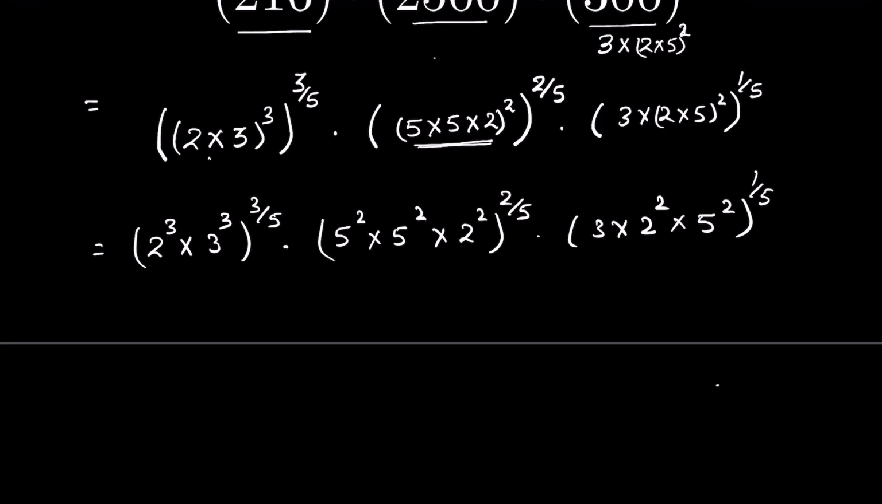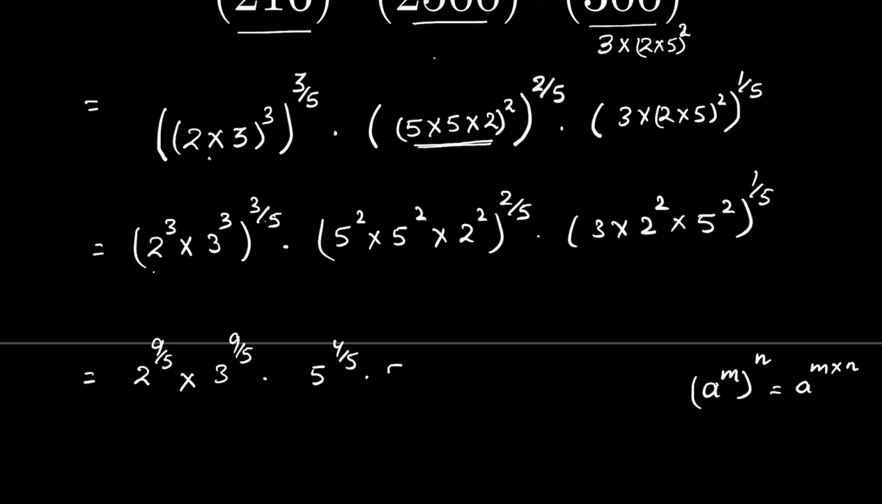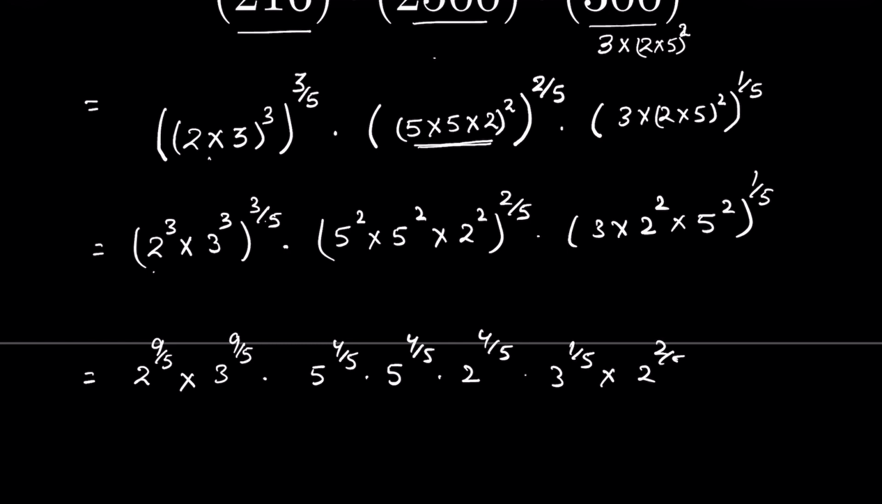Again we have an identity where a raised to the power m whole raised to the power n is equal to a raised to the power m times n. So 2 raised to the power 3 times 3 upon 5. So it will be 2 raised to the power 9 upon 5 times 3 raised to the power 9 upon 5 times 5 raised to the power 4 upon 5 times 5 raised to the power 4 upon 5 times 2 raised to the power 4 upon 5 times 3 raised to the power 1 upon 5 times 2 raised to the power 2 upon 5 times 5 raised to the power 2 upon 5.